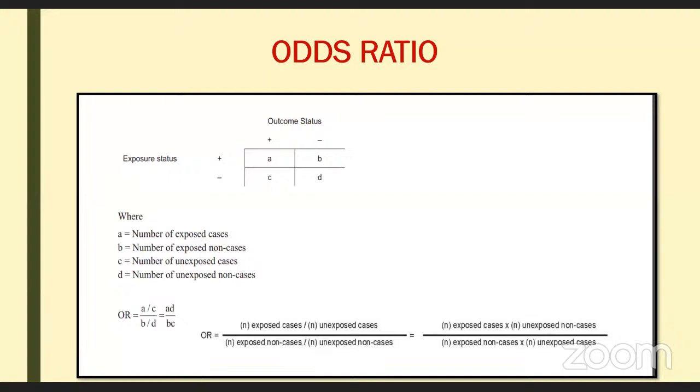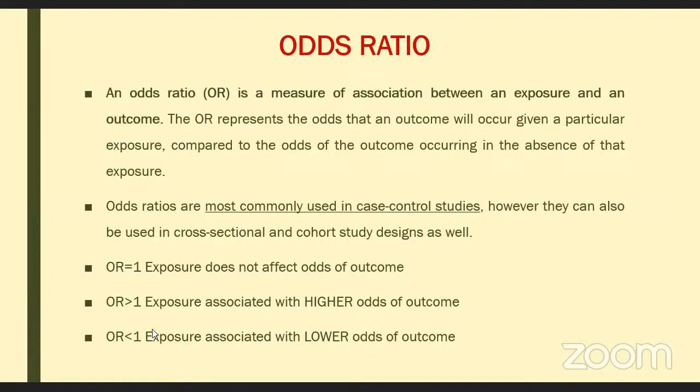When you apply this formula, you will get three outcomes. OR equal to 1 means there is no relation between exposure and outcome. OR greater than or lesser than 1 means there is a relationship between exposure and outcome. When OR is greater than 1, the exposure is a positive factor for the outcome, like Viruddhahara and Kushtha; then OR will come more than 1. But if you take immunization and suffering from a disease, immunization is a protective factor. In that case, OR will come less than 1. So depending on the OR value, you can interpret the results of the study.